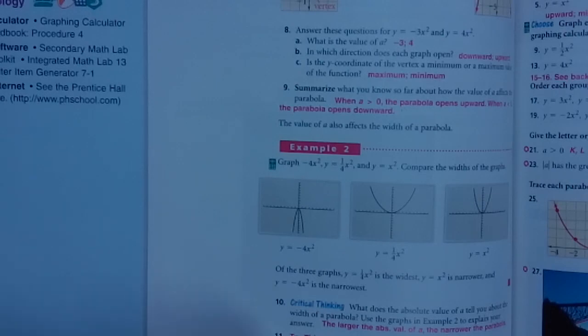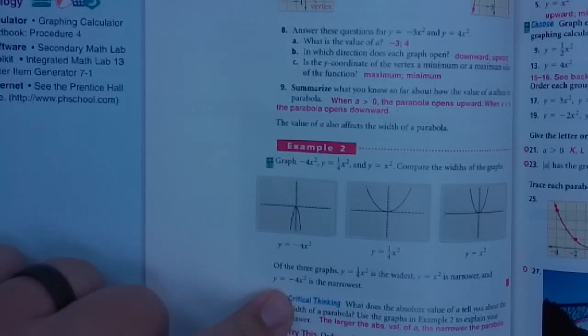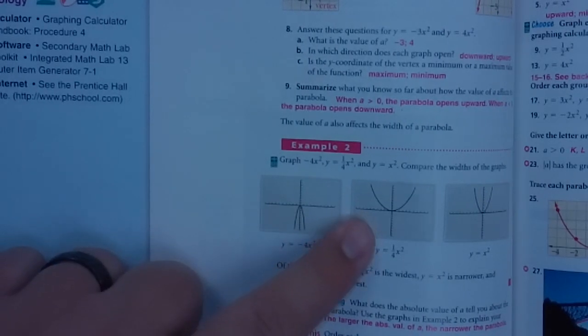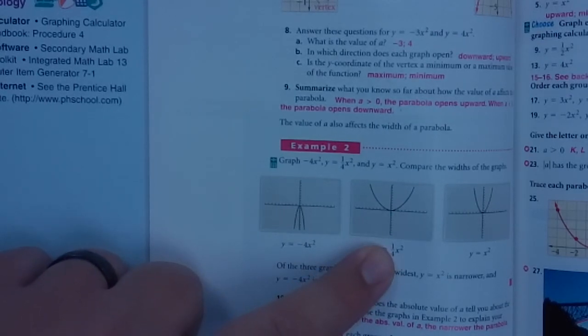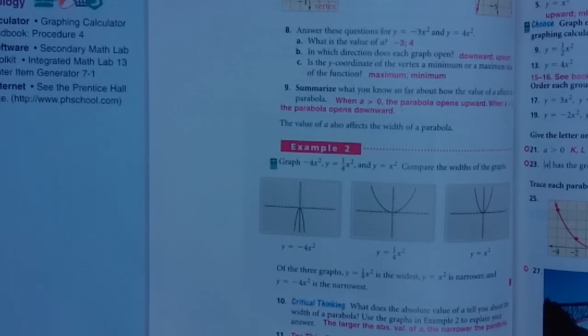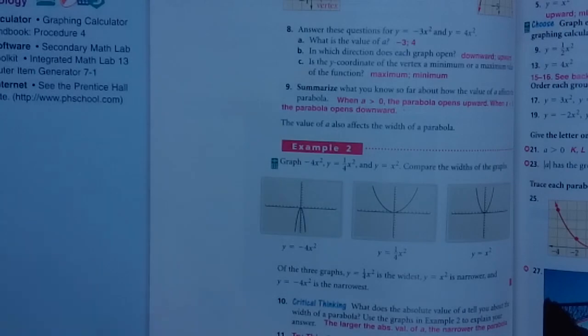If you look, the widest one is the one with the smallest constant. 1/4 is the smallest a, the number before the x. Remember when we went over linear numbers? The number before the variable is called the constant. The smaller you have it, the wider the graph is going to be.